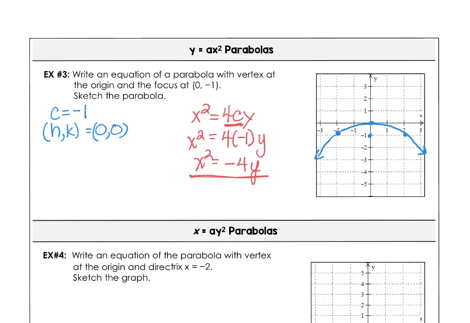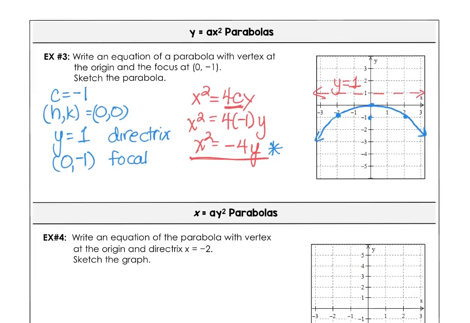And then our directrix would be 1 up from the vertex, so at y equals 1. This is our directrix, y equals 1. The vertex is at the origin, and 0, -1 is our focal point. And this is the equation for our parabola.